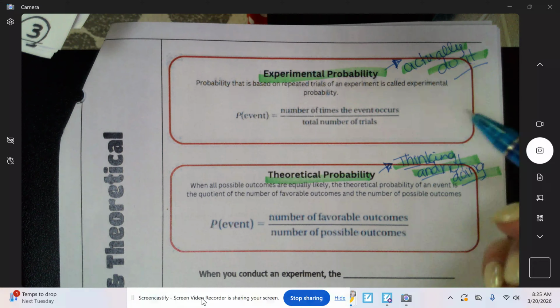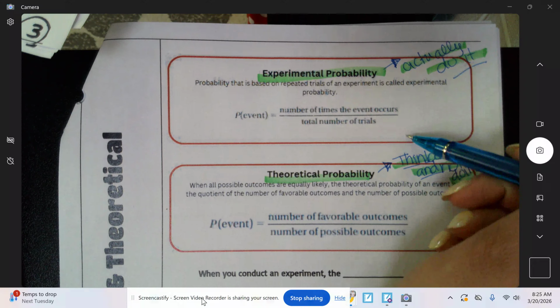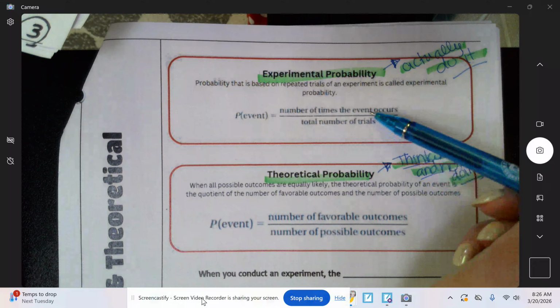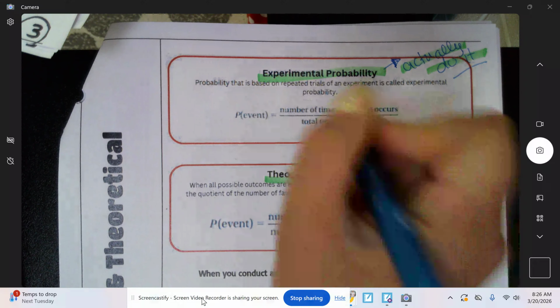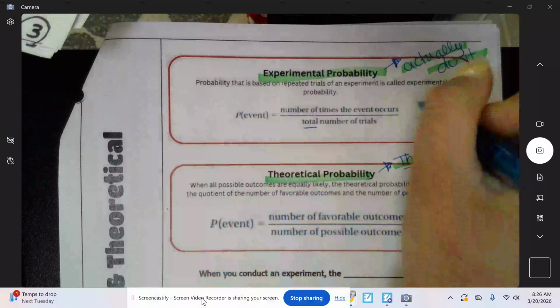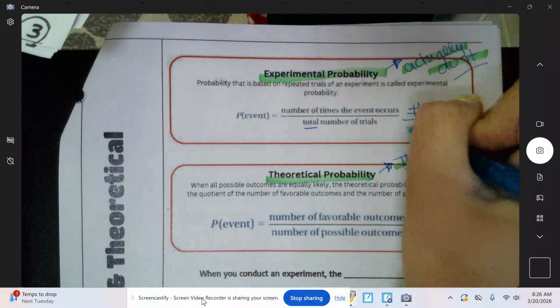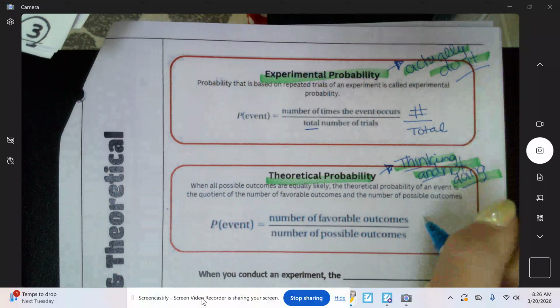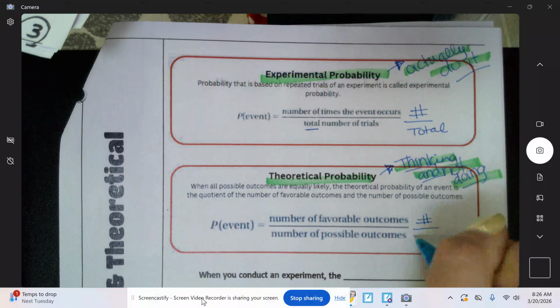Does that make sense? I'm going to give you some examples and hopefully that'll make sense here in a second. This is how we set up probability though. You put the number of times the event occurs over the total trials. So number over total. Same thing for theoretical. Number over total.